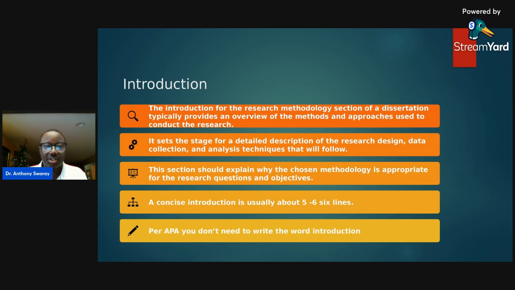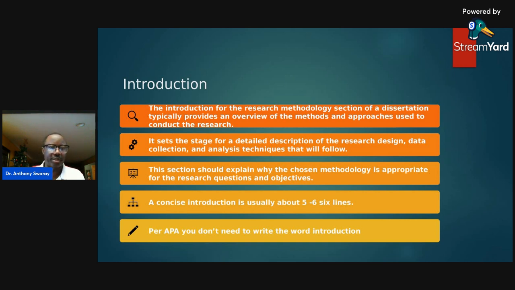So when you start chapter 3, you're going to have that heading there, methodology. All right. And then you're going to do an introduction. The introduction is going to give you an overview of the chapter, and it sets the stage for the research, the research design, data collection, and analysis techniques for chapter 3. All right. So this section also explains why the chosen methodology is appropriate for the research questions and objectives.